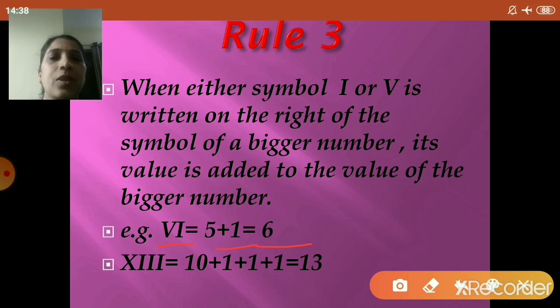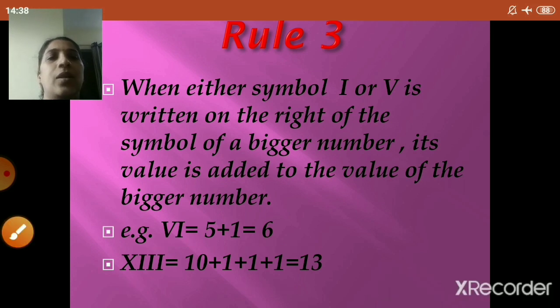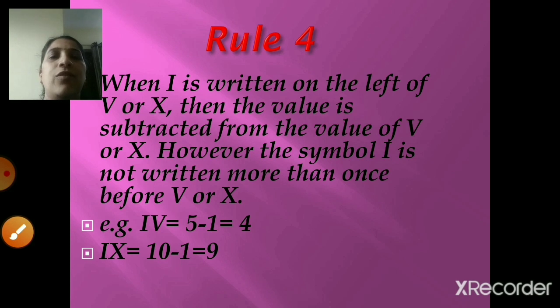Similarly, in the second example, capital X and three capital I's. Again the capital I is written to the right of the symbol X, so it is added. The symbol X is 10, and then you add plus 1 and plus 1 and plus 1, so your answer becomes 13. Now let's go to rule number 4.